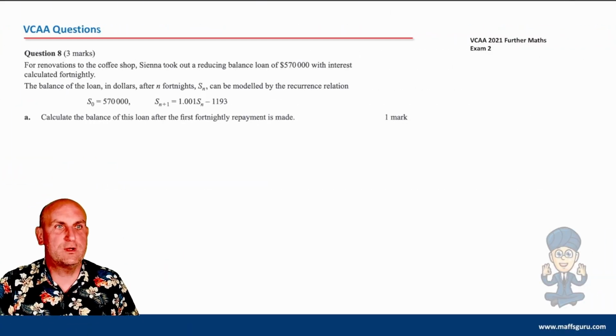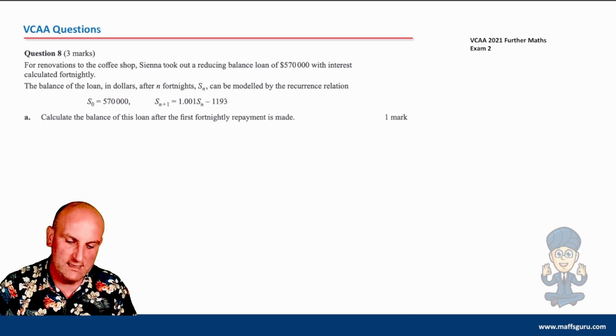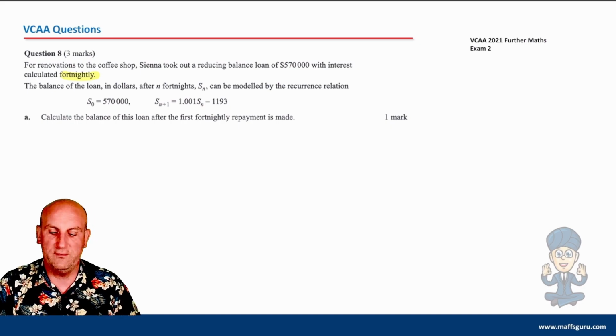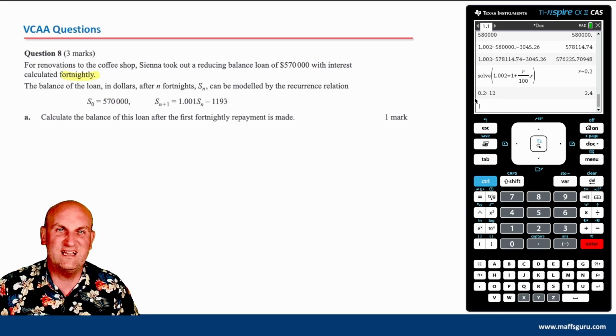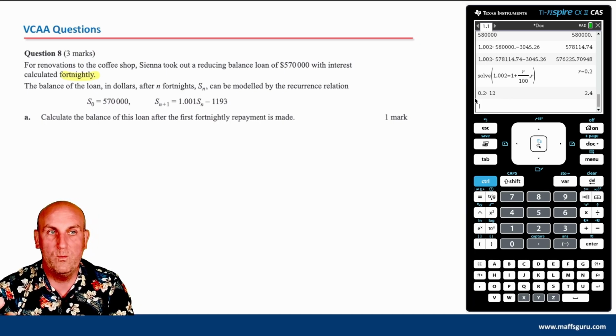For renovations to a coffee shop, Sienna took out a reducing balance loan of $570,000 with interest calculated fortnightly. That might come in useful. The balance of the loan in dollars after n fortnights can be modelled by this recurrence relationship. Calculate the balance of the loan after the first fortnightly payment is made. Again, we'd fire up our calculator. It's actually quite nice and easy, this one, because I don't even have to do a recurrence relationship. They only want 1 payment.